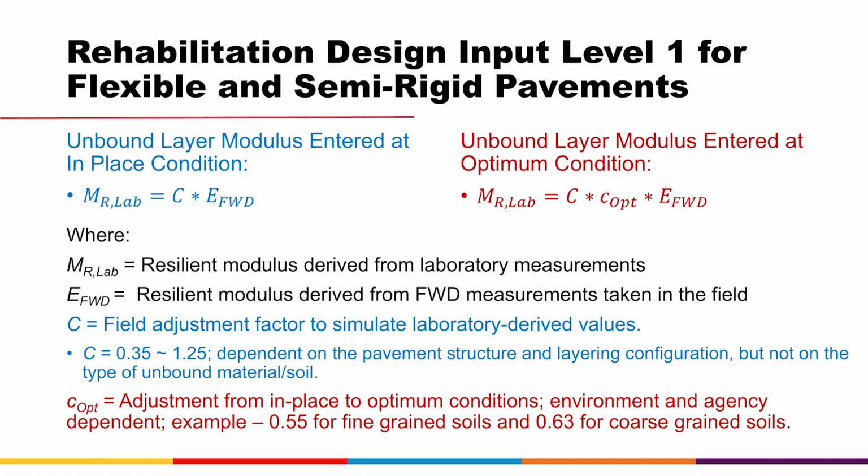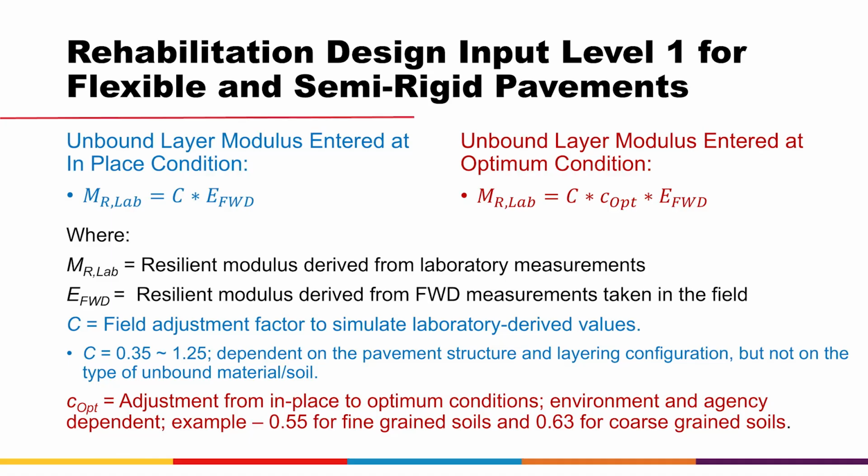A few agencies use default optimum conditions during calibration and forward design, and do not routinely measure the in-place water content and dry density at the time of FWD testing. For this use, the default volumetric properties are needed, so an additional conversion factor, which is illustrated as C suboptimum factor in the slide, is required. In other words, the water content and dry density properties of the layer material or soils entered in the PMED software are the optimum water content and maximum dry density defined by the agency. The total adjustment values derived by a few agencies are 0.55 for fine-grained soil and 0.63 for coarse-grained soil.